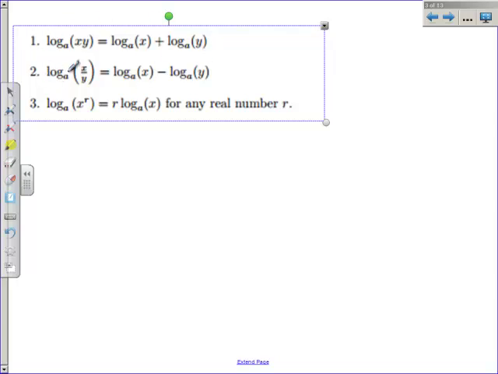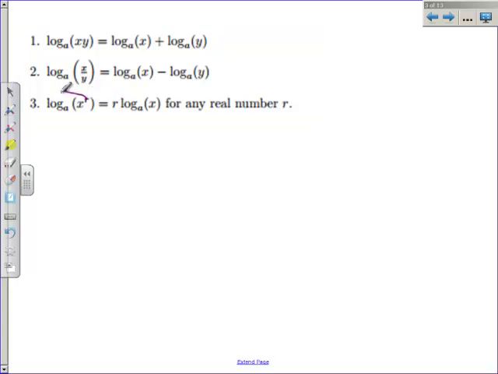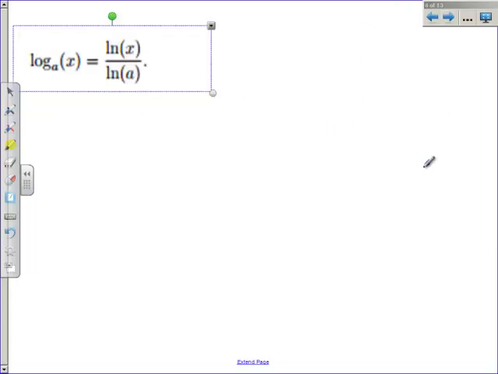The second one is if you have the log of a quotient, then this is equal to the log of the numerator minus the log of the denominator. The third one is if you have the log of something being taken to a power, the power can be brought down in front of the logarithm, and it becomes r times the log base a of x. These are unique to logarithms. No other function behaves this way. So this is going to be new for you to see, although you probably saw it in Algebra 2.